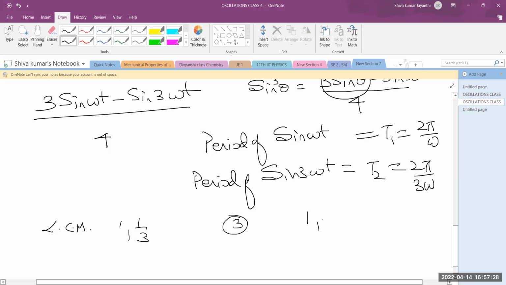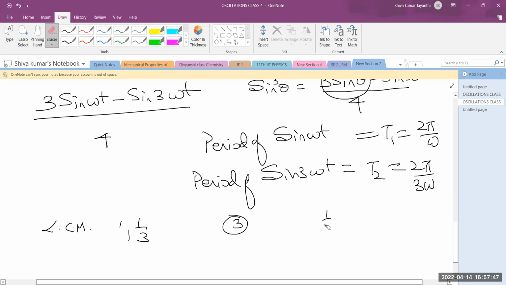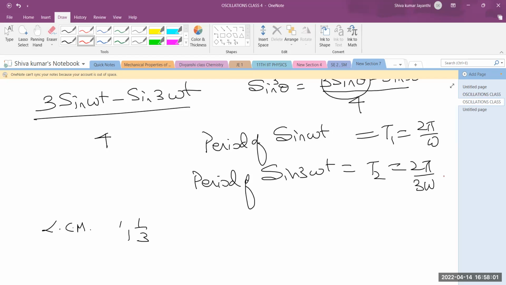How do you know that? Take the LCM like this, 1 and 1 by 3. 1 will go 1 time. Then with 1 by 3, the least common multiple is 3. I told you that day how to do this. So you know how to find out the period. Least common multiple is as simple as the highest number. You can also say that. You have done this.